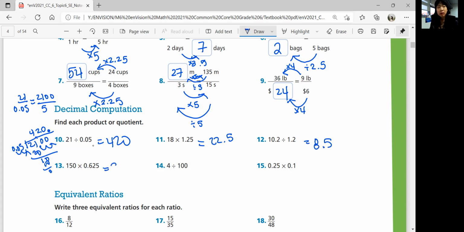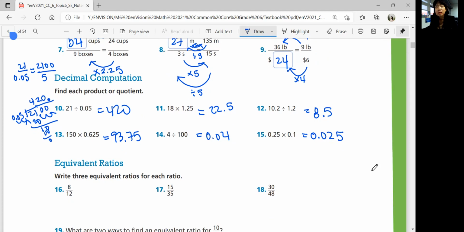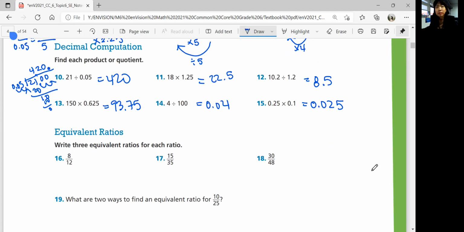Number 13, 93.75. 14, 0.04. 15, 0.025. See if you got all of them correct. If you missed some digits, then go back and look at your steps and see where you made the mistake and correct them, okay? Equivalent ratios, right?